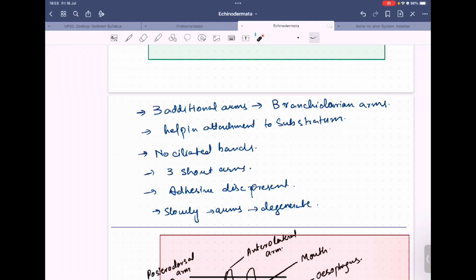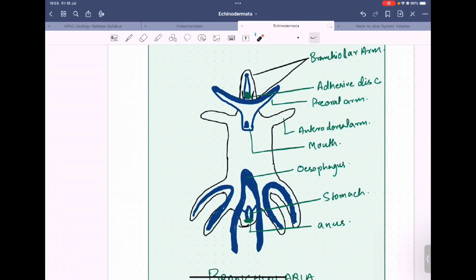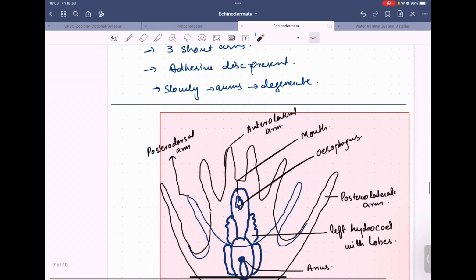So brachiolaria has 3 additional arms called the brachiolar arms. They help in the attachment to the substratum, and it does not have ciliated bands. We did not see any type of cilia on it. It has 3 short arms too. So these are the 3 short arms. It has an adhesive disc for attachment, and the arms slowly degenerate with time.